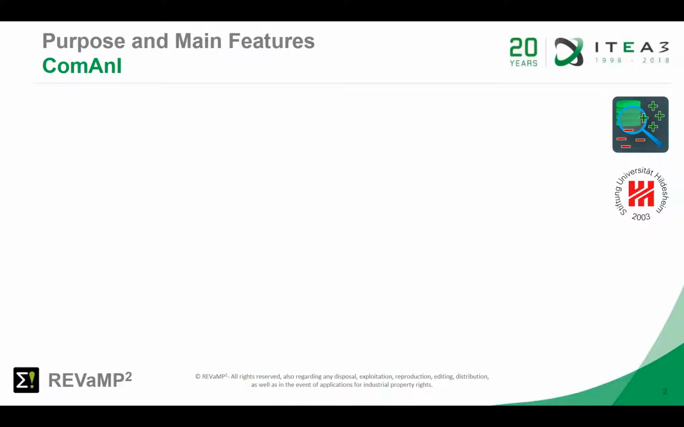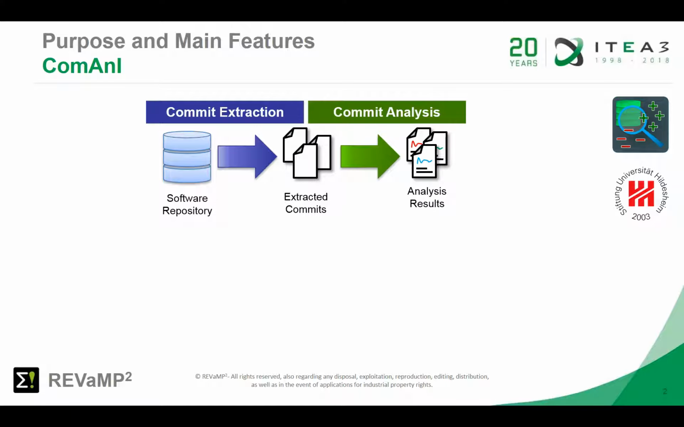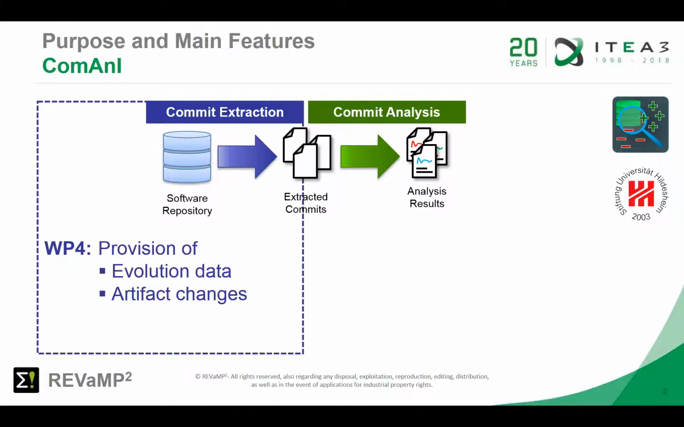Its process therefore consists of two steps. First, it extracts commits from a software repository. Each extracted commit provides basic information about itself, like the commit number, the commit messages, and so forth, and each changed artifact including the changed lines. These commits are input to the commit analysis, which is the second step of the process, and provides the final commit analysis results. The commit extraction is the focus of our work in Work Package 4 to provide evolution data and artifact changes as a basis for their analysis.